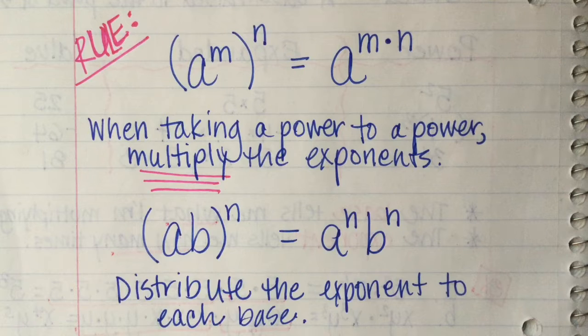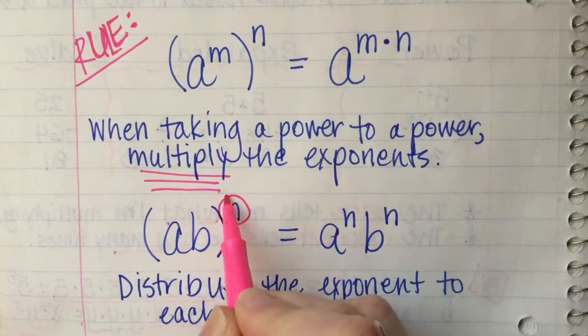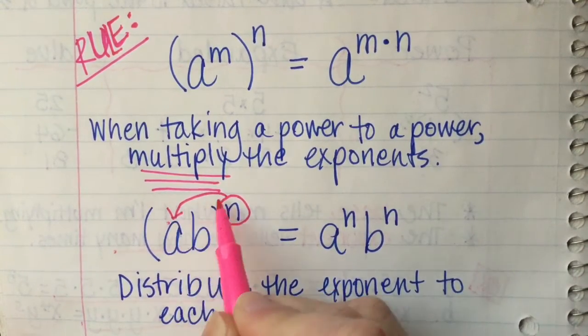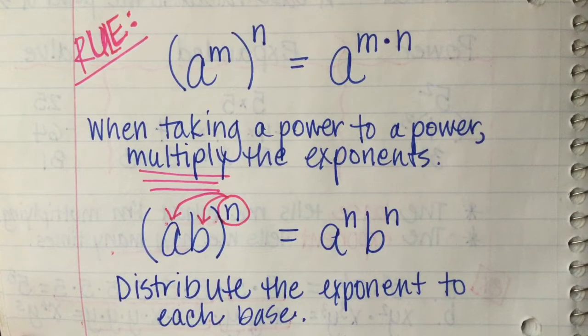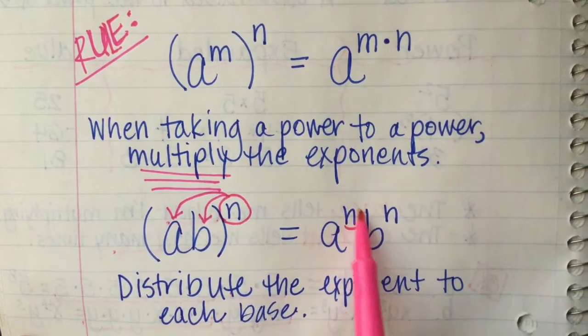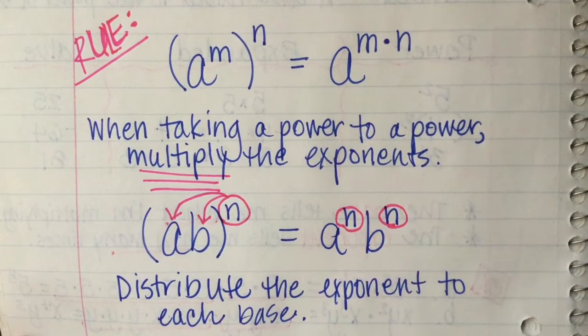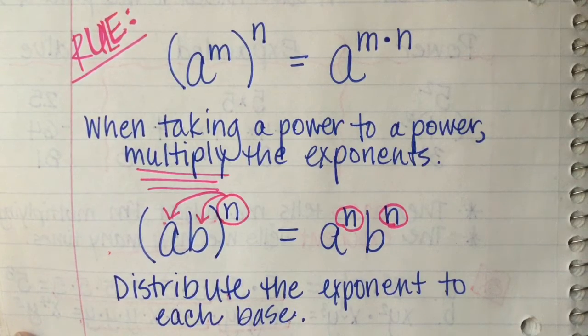So if you have 2 bases inside parentheses and the whole thing is being raised to a power, you just need to be very careful that you take that exponent and you actually apply it, or distribute it, to each base that's inside the parentheses. So that's where I ended up with a to the n and b to the n, because I took that exponent of n and I applied it to each piece that's inside my parentheses.